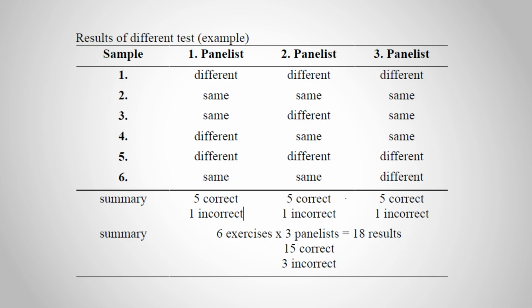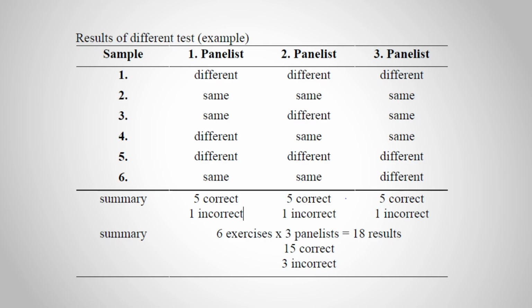And this is the summary of the result, because the one who is testing is aware of whether there is a difference or the products are the same. In the response of the panelists, for example, the first panelist gave 5 correct, 1 incorrect, and in total 3 panelists gave 15 correct and 3 incorrect. So 15 times the product has been marked as different, and 3 times it has been indicated as the same. So what to consider out of it?